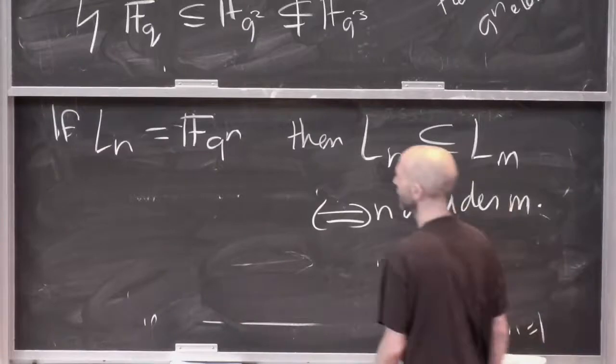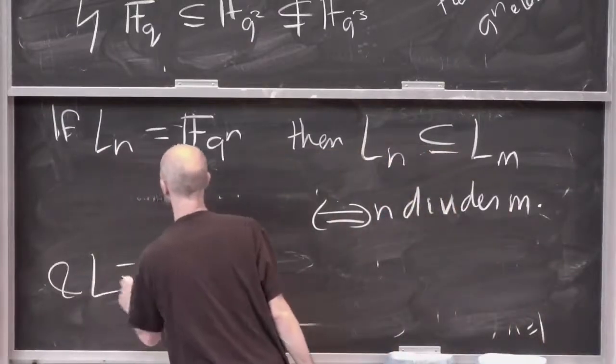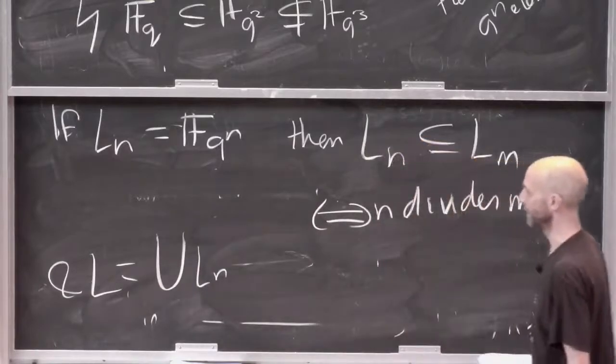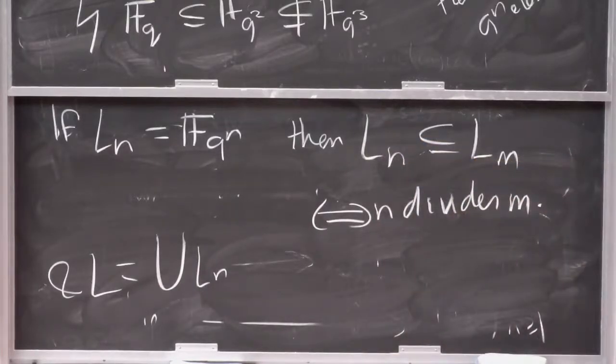And L is the union of the Ln's, if you like. It's the filtered colimit of the Ln's, if you'd rather. So you see now, we're going to do this sort of analogous story, but there's something a little bit weirder going on.